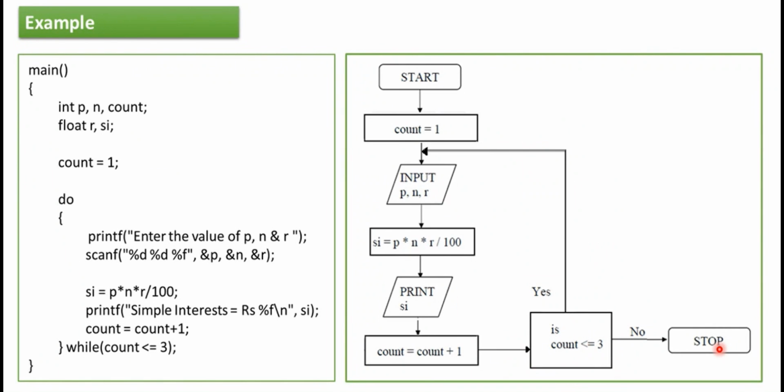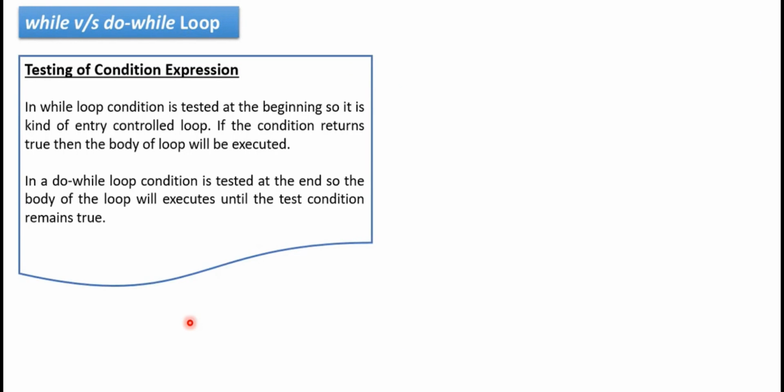We'll see the output of this code in the Code Blocks session. Now, while versus do while loop. You have seen the syntax is very similar for the while and do while loops, so what is the difference? The very first is the testing of the condition expression. In a while loop the condition is tested at the beginning, so it is an entry controlled loop. That means only if the condition returns true will the body of the loop be executed. But in a do while loop, the condition is tested at the end, so the body of the loop executes until the test condition remains false. So it is an exit controlled loop, meaning the condition is tested at the exit point.